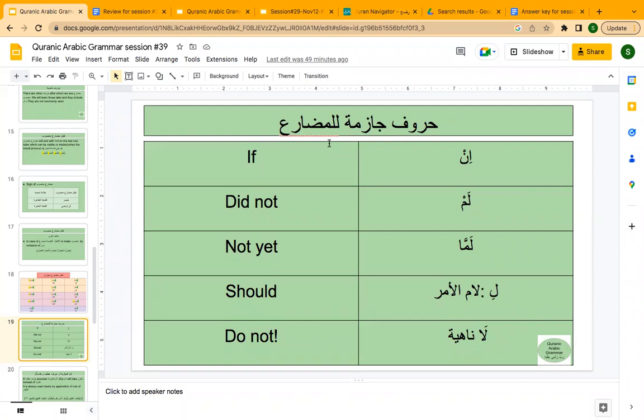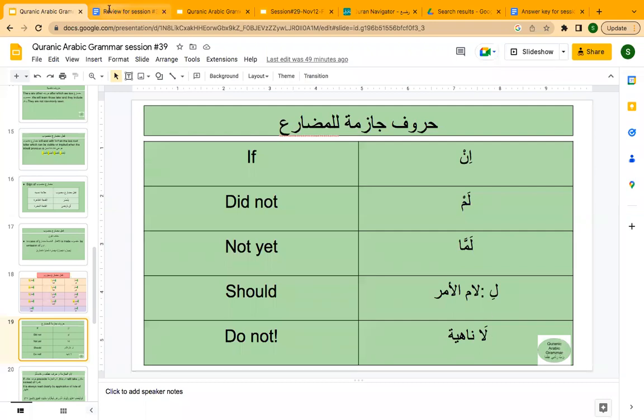So there are certain particles and words that can be there to make a mudare majzoom. The ones that you are going to memorize now are: in, lam, lamma, li, la. In, lam, lamma, li, la.